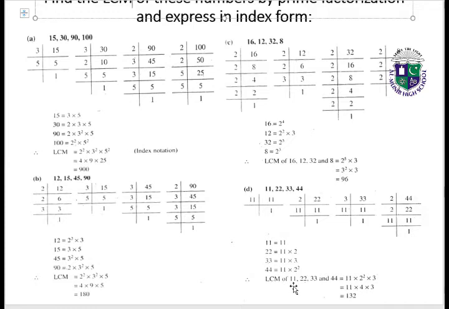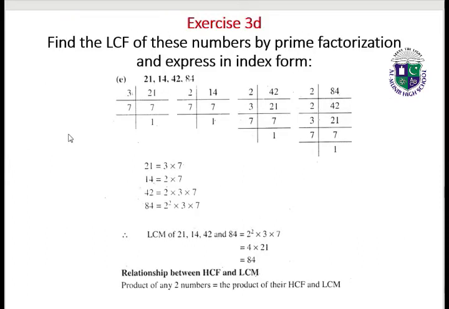Least common multiple of 11, 22, 33 and 44. 11 multiplied by 2 square multiplied by 3. 11 multiplied by 2 square, 2 2s are 4 multiplied by 3, 11 4s are 44, 44 multiplied by 3, 44 3s are 132.